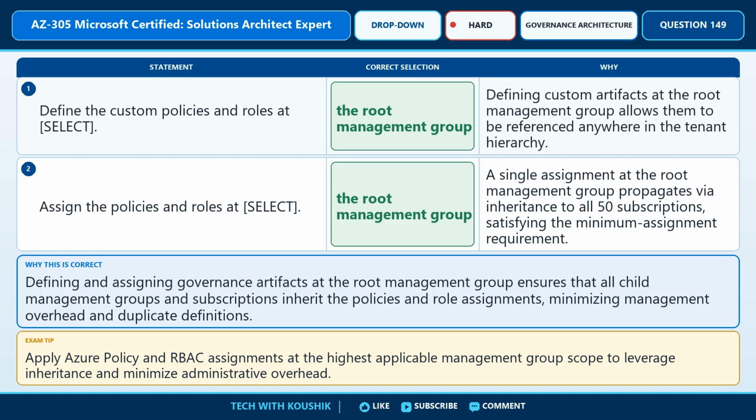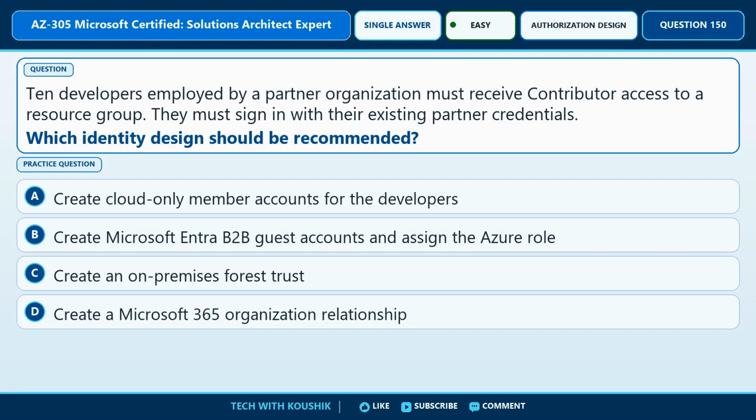Exam tip: apply Azure policy and RBAC assignments at the highest applicable management group scope to leverage inheritance and minimize administrative overhead. Question number 150.